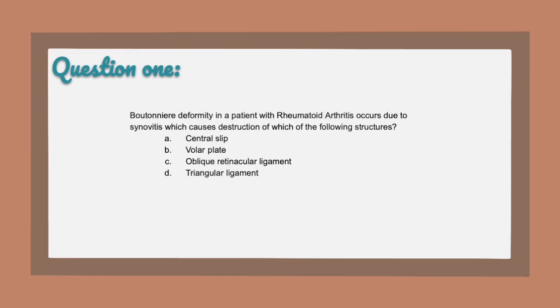The answer for question 1 is A, the central slip. So when the central slip is cut or damaged, it will cause the lateral band to slip volarly, and that forces the PIP joint into flexion, which over time will force the DIP to hyperextend.